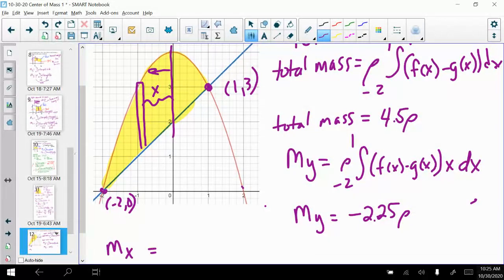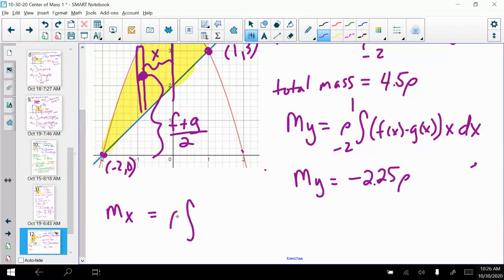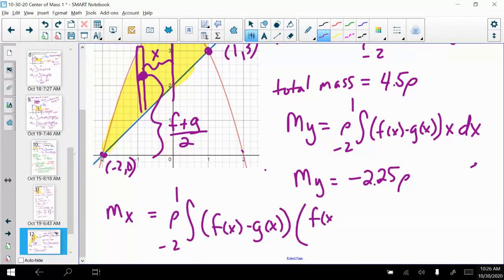Our moment about x, of course, that's the tendency of it to spin here. So this is where we need this distance, right? This middle is going to be f plus g over 2. So same thing, rho, -2 to 1 of my area, f of x minus g of x, this time times my distance, f of x plus g of x over 2, my distance to the middle of that. And then this one, I got 10.8 rho.